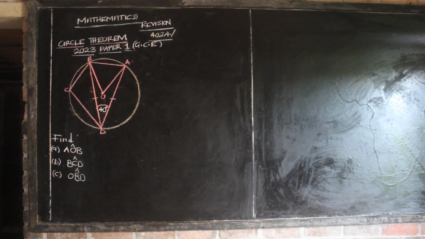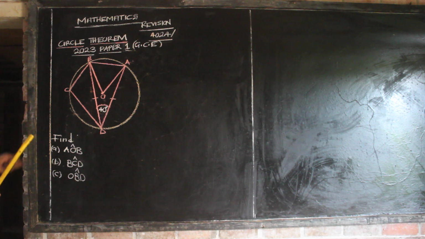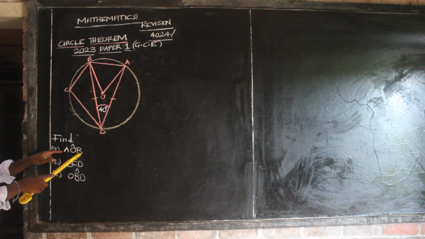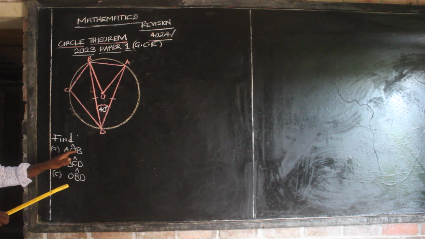So now let's look at 2023 paper 1 at GC, a question on second theorem. Okay, so they want us to find 3 angles. The first angle is angle AOB, then the second angle is angle BCD, and the last angle they want us to find is angle OBD. So now let us look at the first one, which is angle AOB.